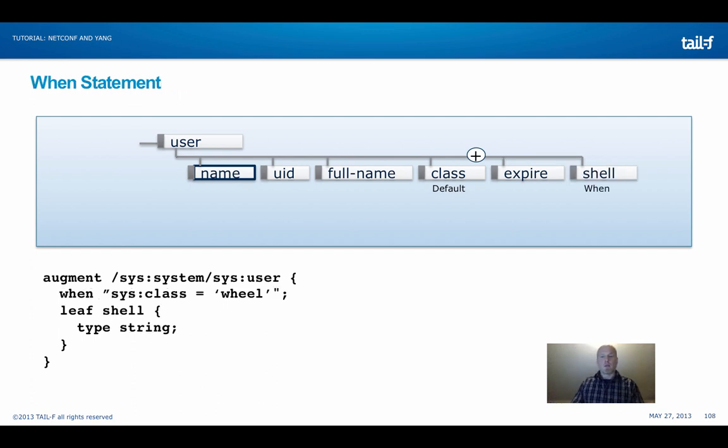The when statement is a way of putting conditional existence of parts of the data model. So in this case, we are augmenting users in the case they are of class wheel. In the case they are of class wheel, they will have a leaf shell. If not, this will not exist.